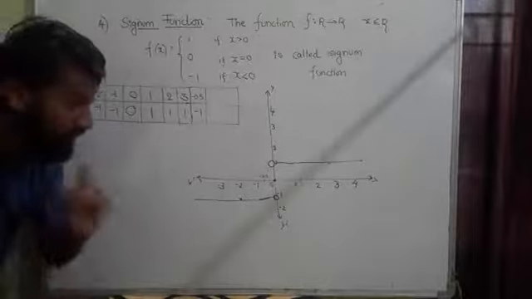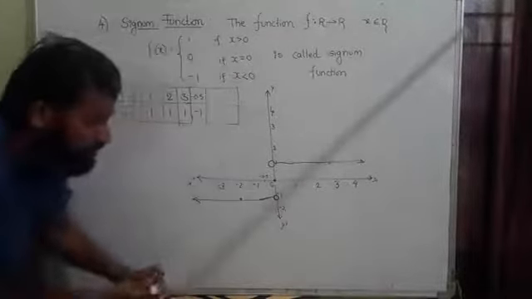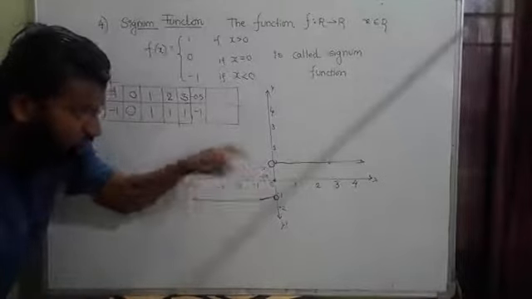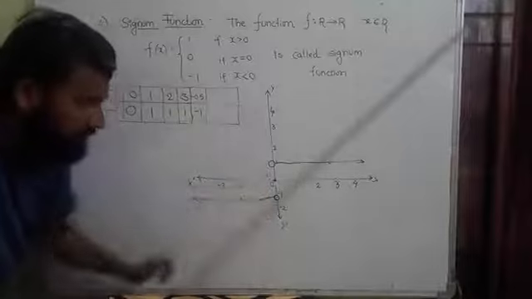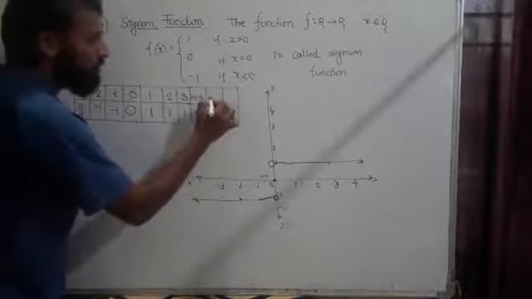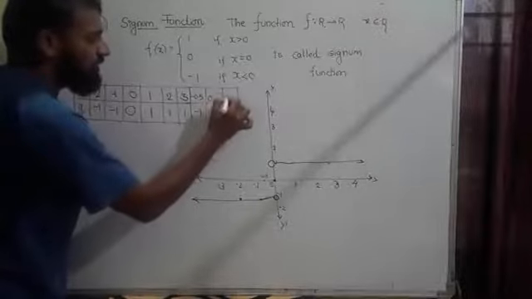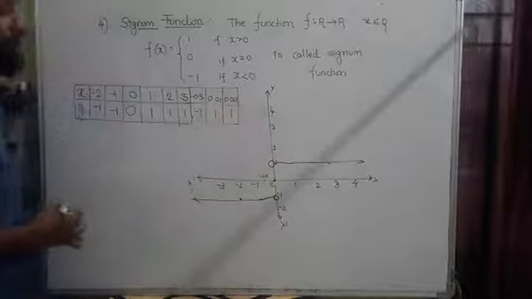So when you are drawing the graph, you have to be very careful that you should write these two open circles. Understood? And then for 0, it should be 0. If you want, you can also add two values here: 0.01 gives 1, and 0.001 also gives 1.